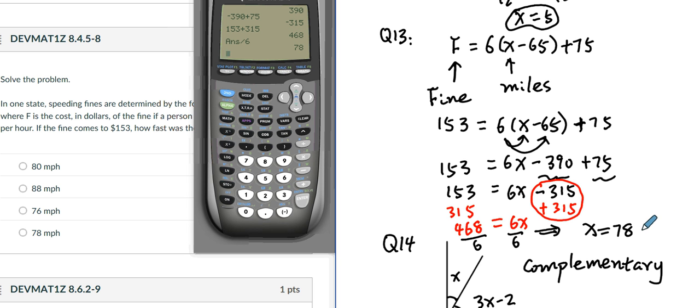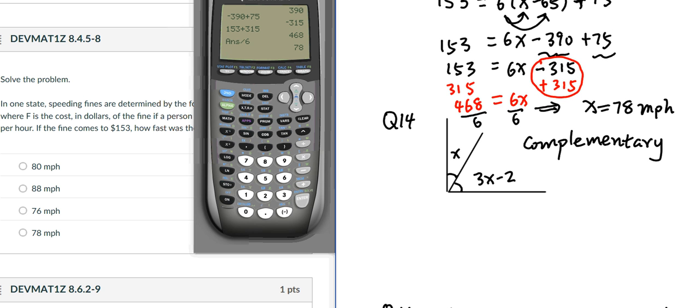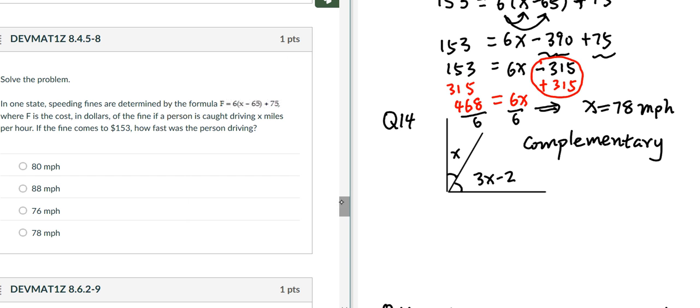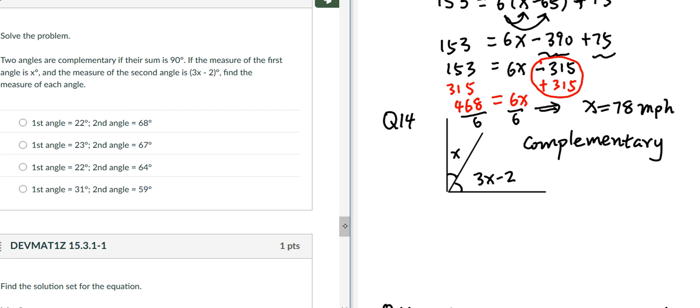And that's the miles per hour. It looks like the driving speed is 65 in the formula. If someone drives 78 miles per hour, the fine could be a lot, $153. All right. Okay, that was question 13. Now let's keep working on question 14.